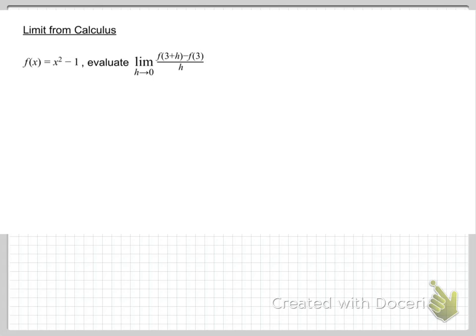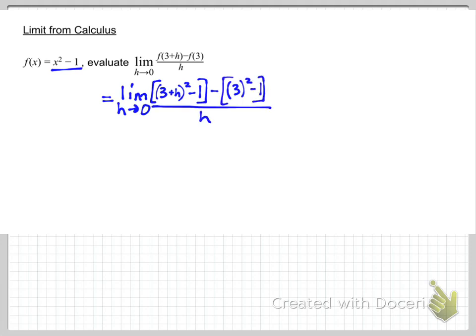So first we just need to write this down. What is this equal to? Well, if we plug 3 plus h into x squared minus 1, this is what it's going to look like: 3 plus h squared minus 1, and then subtract 3 squared minus 1. Those brackets are just another way of writing parentheses to differentiate which parentheses go with which. So don't freak out about the brackets. They're just fancy parentheses.